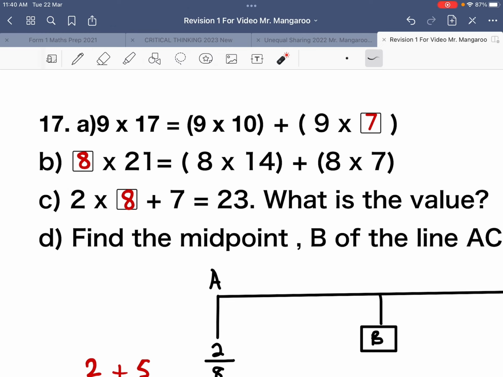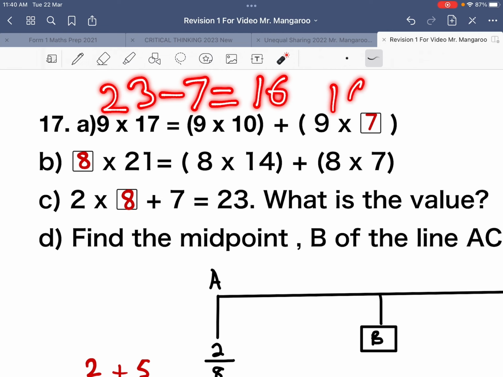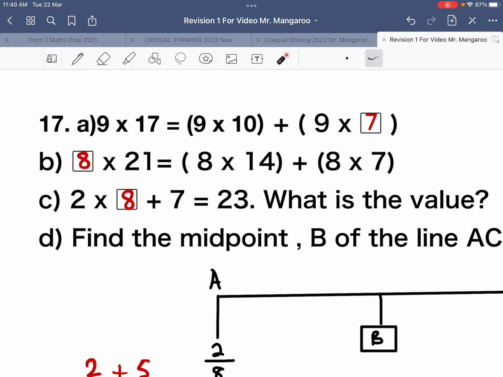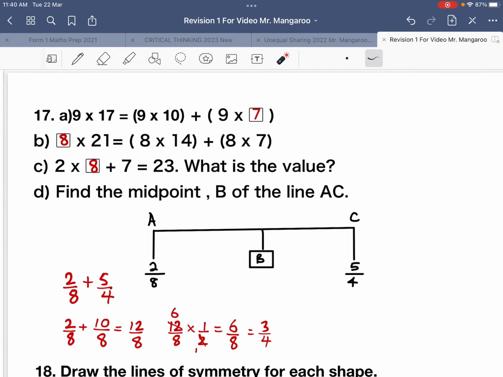And then we have a different question here now. 2 times what plus 7 is 23. So if we try numbers, we can say 2 times 8 is 16. 16 plus 7 is 23. Or we can say 23 take away 7 will give us 16. And then 16 divided by 2 is equal to 8. So basically we worked backwards to get the 8, or the missing number.